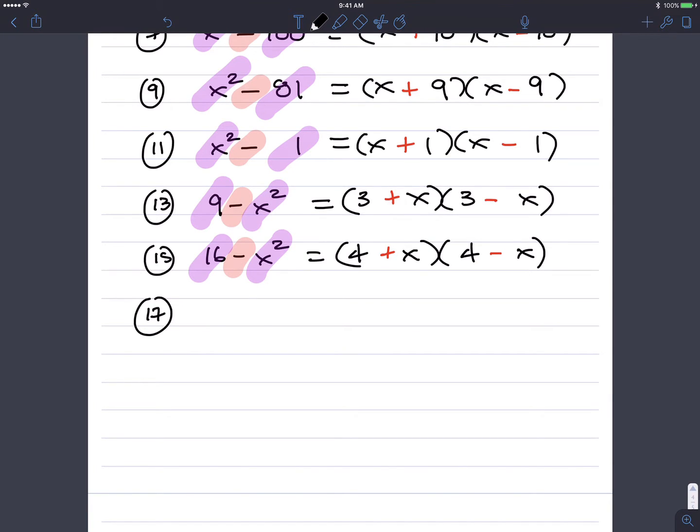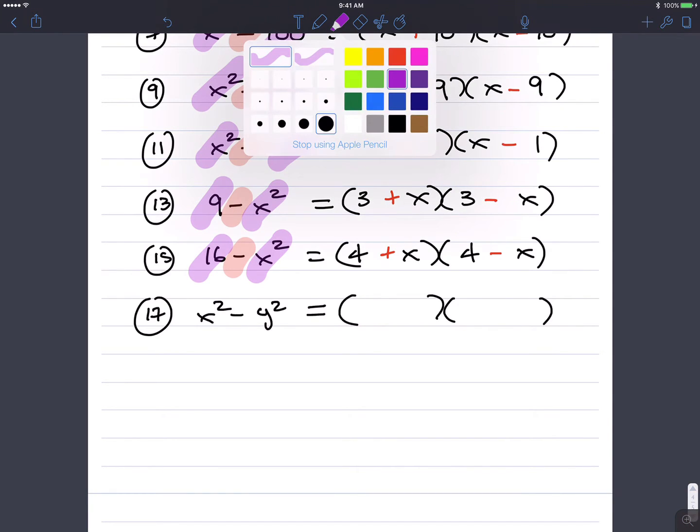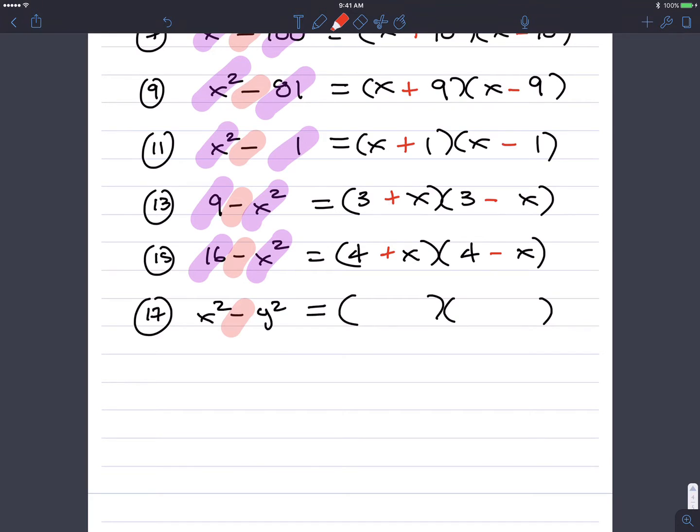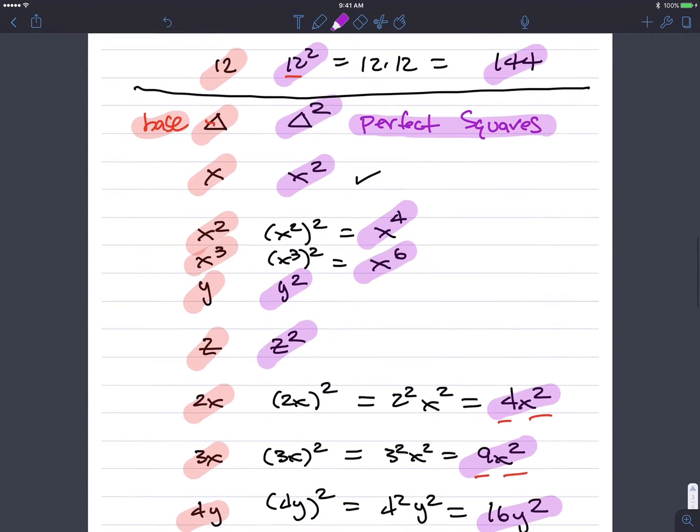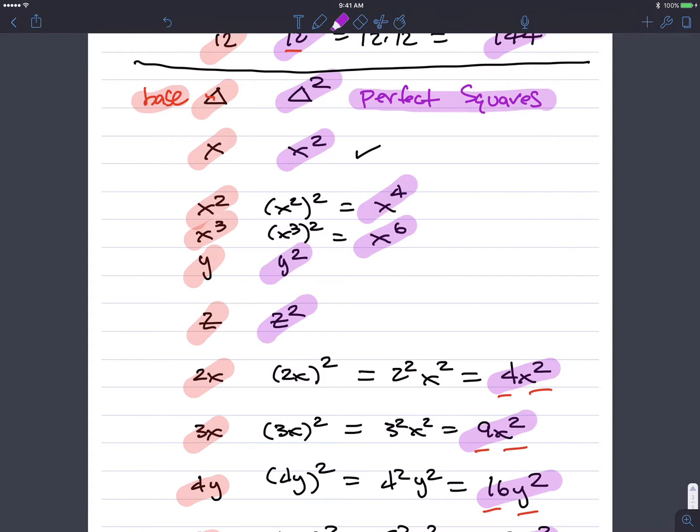Number 17. X squared minus y squared. Okay, well, first of all, I'm going to notice that I have a difference. And then I'm going to notice another thing. X squared is a perfect square. I've seen it enough. Is y squared a perfect square? How do you know? Is it on the list? It sure is. There it is. Y squared is my perfect square.